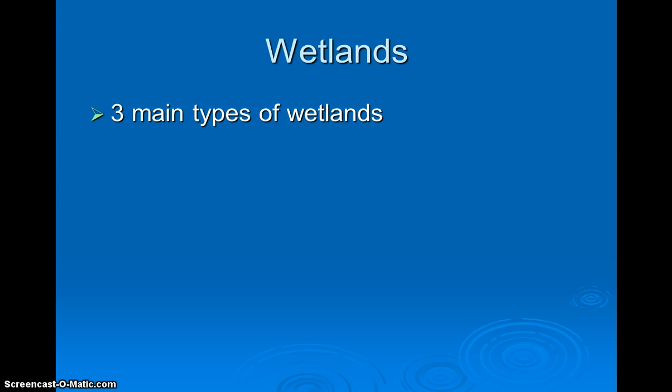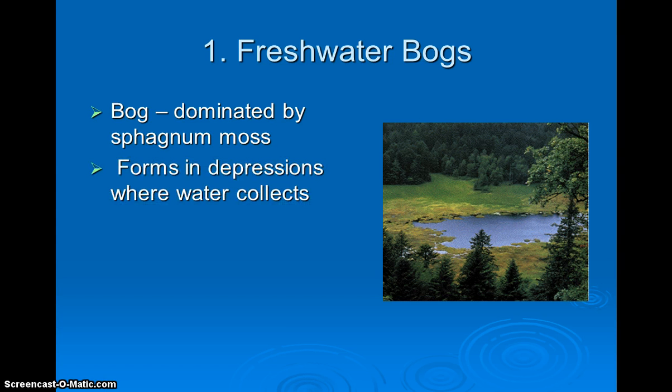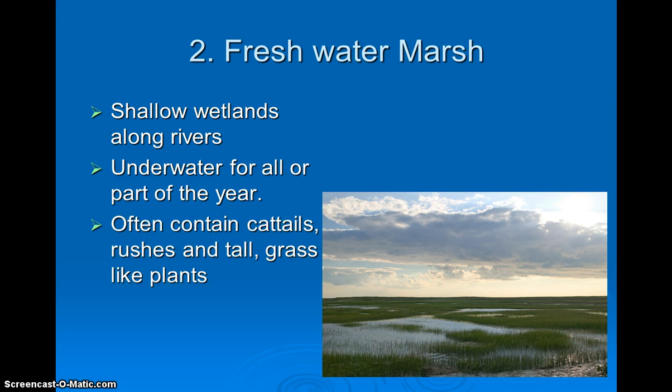Wetlands. There are three main types of wetlands. First, there are freshwater bogs. A bog is dominated by sphagnum moss. It forms in depressions where water collects, and the water is often very acidic. Freshwater marsh is shallow wetlands along rivers. It's underwater for all or part of the year. Often contains cattails, rushes, and tall grasses.